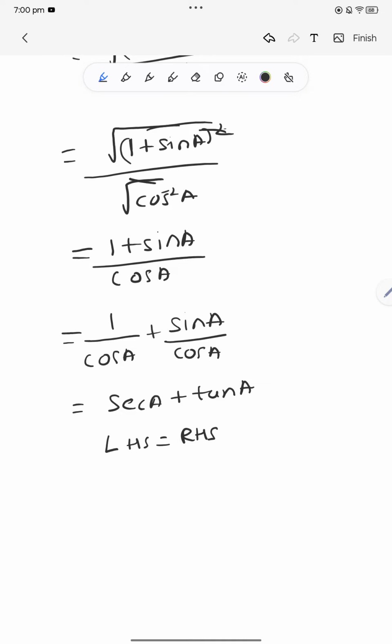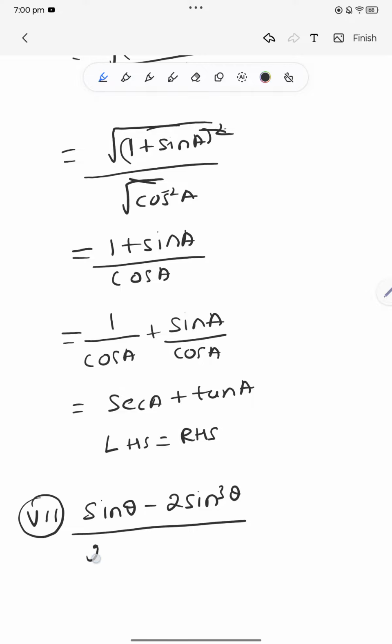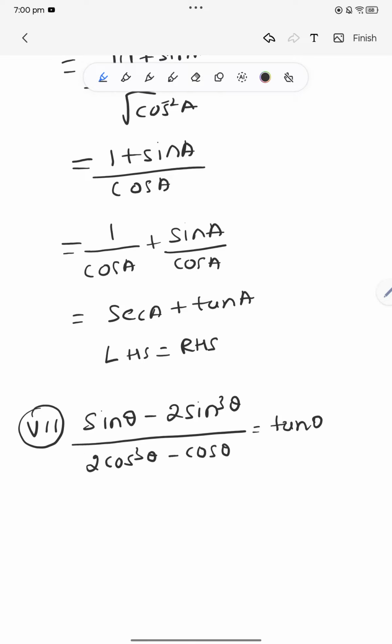Here some more questions we have. Let us try the 7th question, the last question. For the remaining questions, you just have to follow and simplify, then you will get the answer. Here this one has some trick. (Sin theta minus 2 sin cube theta) divided by (2 cos cube theta minus cos theta) is equal to tan theta. You have to prove it. From the RHS we can't do it, so let us try from the LHS only.